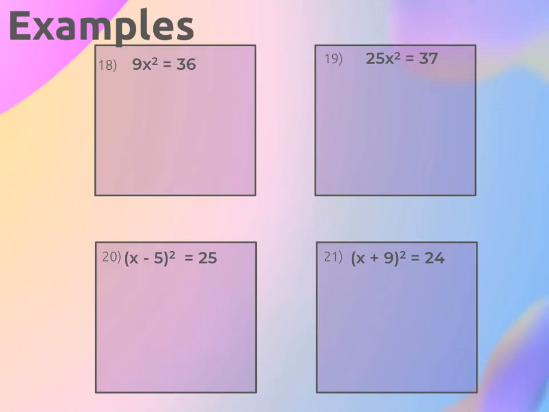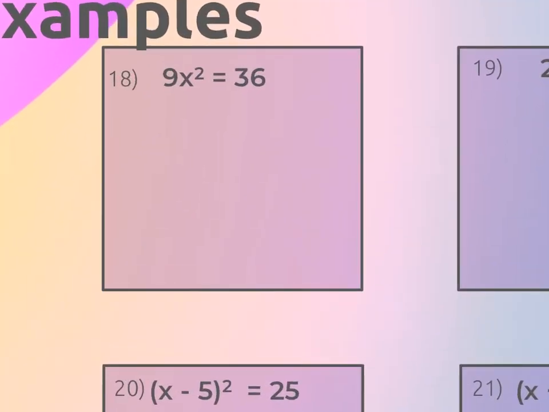Let's try number 18. So again, your first step is to isolate the squared term. So I'm going to divide both sides by 9. X squared is equal to 36 divided by 9, which is 4. And now I square root both sides, and x is equal to plus and minus 2.